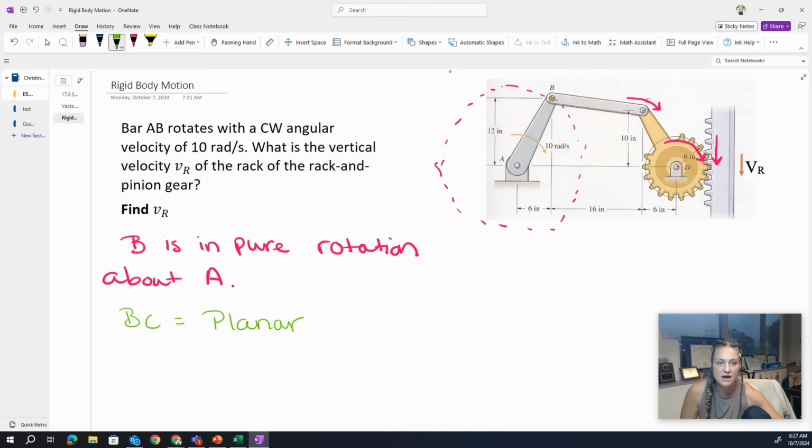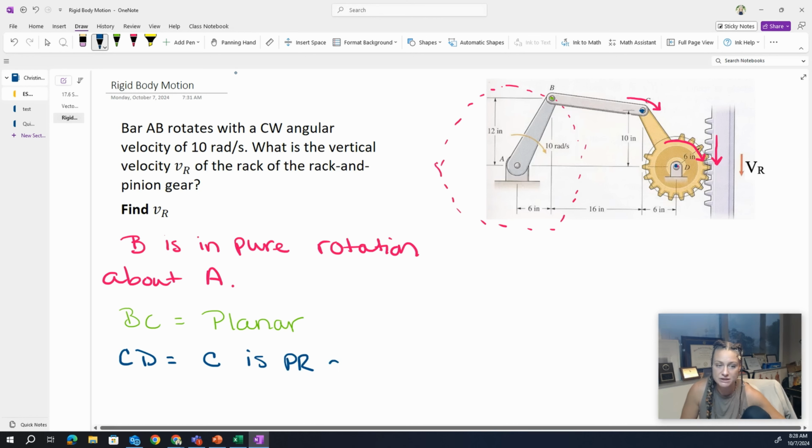What about C? C is also attached to the rigid body CD. What is rigid body CD undergoing? Well, C is actually going to be in pure rotation. So C is in pure rotation about D.